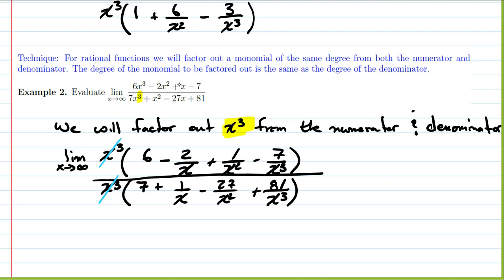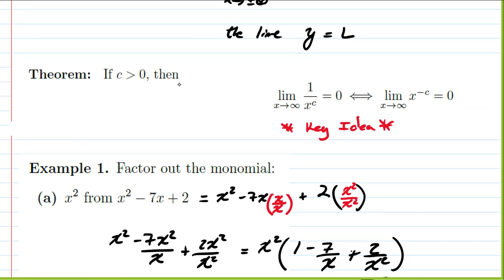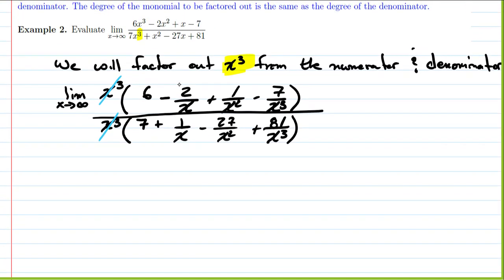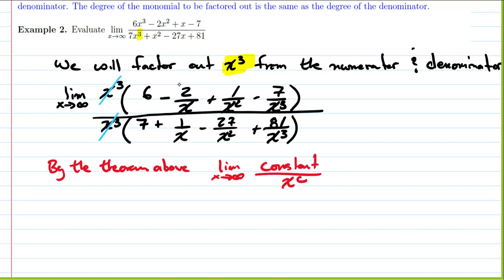Well, that's nice. So now we want to evaluate our limit. And we have a whole bunch of things of the form a constant divided by x. And from our key idea up here, we know the limit as x goes to infinity of 1, or a constant, over x raised to any power is going to be equal to what? 0. So by our theorem above, the limit as x goes to infinity of a constant over x to some power is equal to 0.